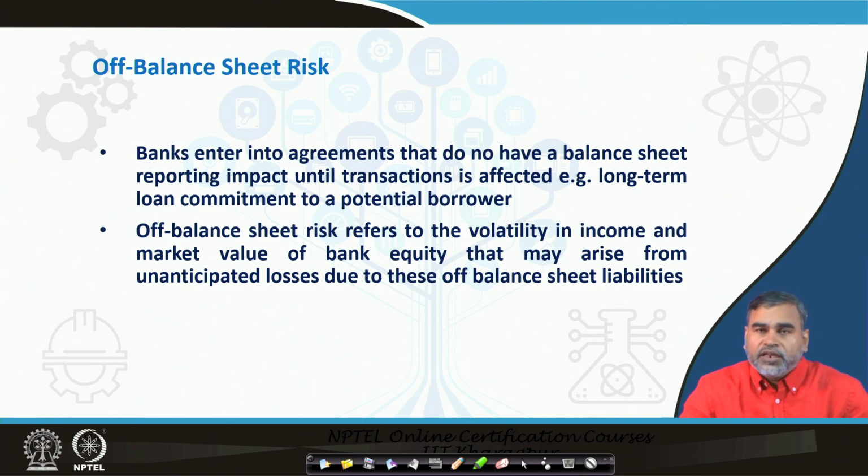So, this is basically the overview of the off balance sheet items we always use, and how the banks are exposed to risk whenever there is a problem with off balance sheet activities for that particular commercial bank.